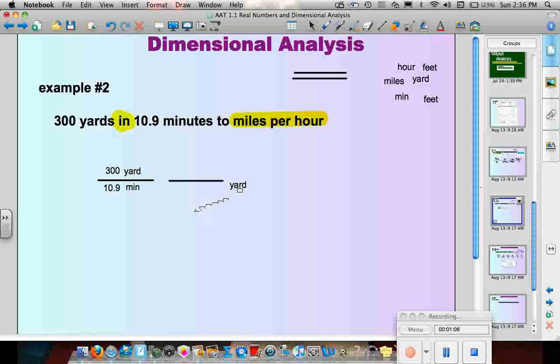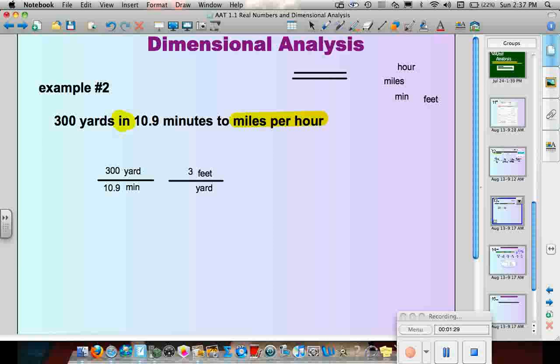How about we get rid of yards first? I could go directly from yards to miles. I would probably have to look that one up because I don't know that one off the top of my head, but I know for sure I can go from yards to feet. So here, this would cancel my yards because I have it in the numerator and denominator, and I'm just asking myself, well, how many feet in a yard? Well, I know that one. That's 3. So there's 3 feet in 1 yard.